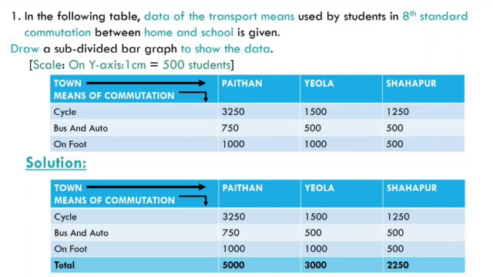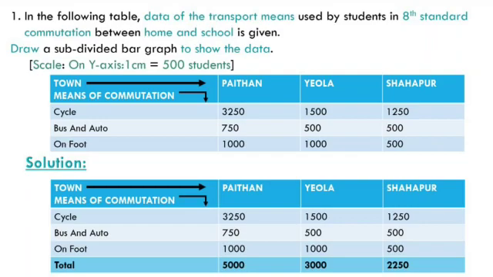With the help of cycle from Paithan, the students that travel are 3,250. Then by bus and auto 750, on foot 1000. In Yola by cycle 1500, bus and auto 500, on foot 1000. And from Shahpur cycle 1250, bus and auto 500, on foot 500.